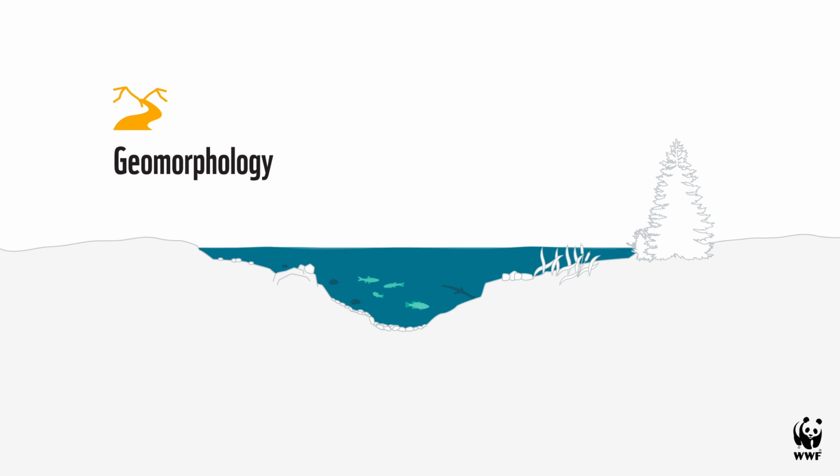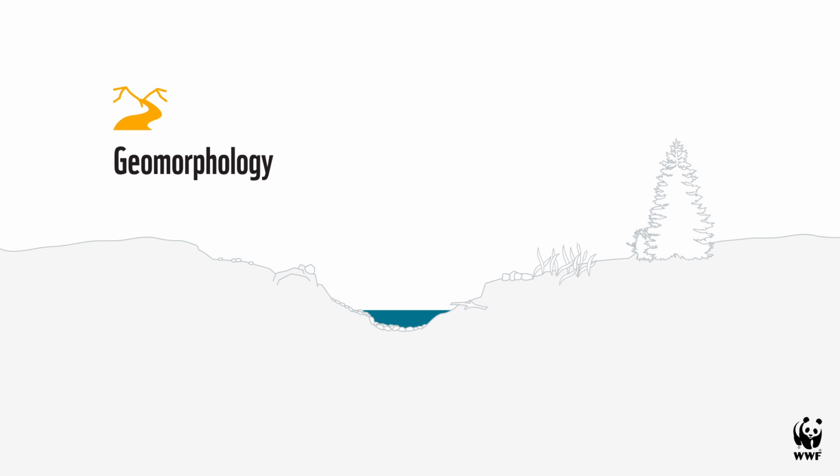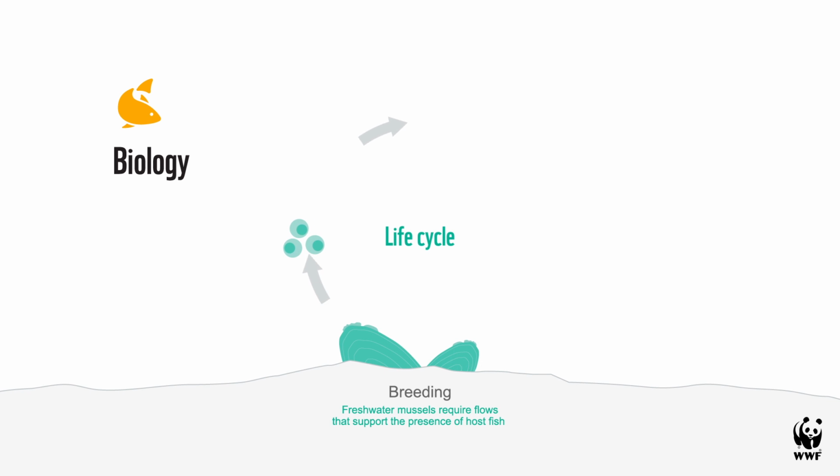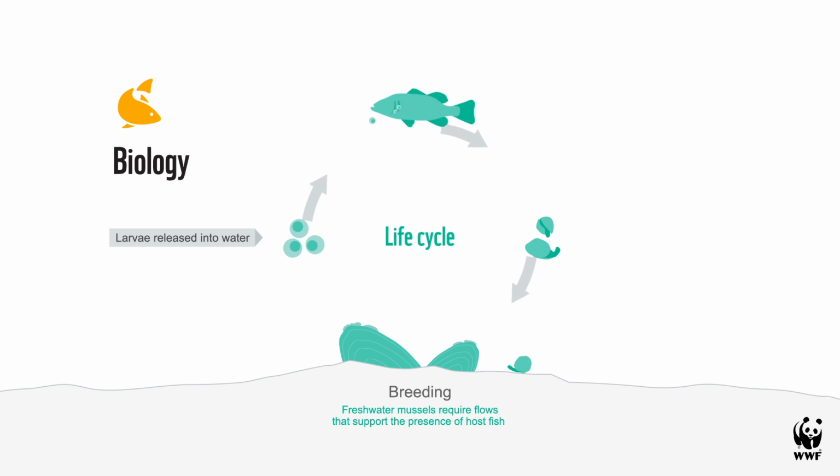Geomorphology describes the shape and composition of stream channels. It also describes physical processes such as erosion and sediment deposition. Biology describes the ecological functions and life cycles of the plants, animals, fish, and insects who make up the ecosystem.